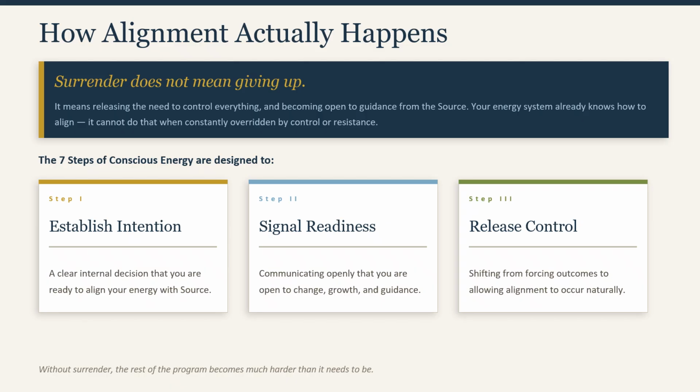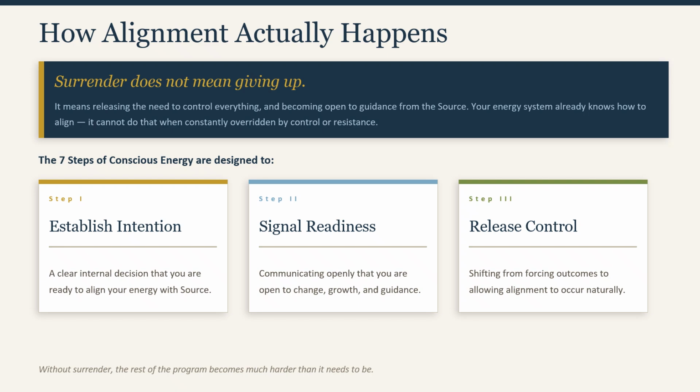Because the reality is, your energy system already knows how to align, but it cannot do that effectively when it is being constantly overridden by control, resistance, or overthinking. So instead of forcing alignment, we create the conditions that allow alignment to happen. And that's the purpose of the 7 steps of conscious energy. The 7 steps are designed to do 3 things. First, they establish intention. You are making a clear internal decision that you are ready to align. Second, they signal readiness. You are in a very real way communicating that you are open to change and guidance. And third, they help you release control. They begin to shift you out of forcing outcomes and into allowing alignment.